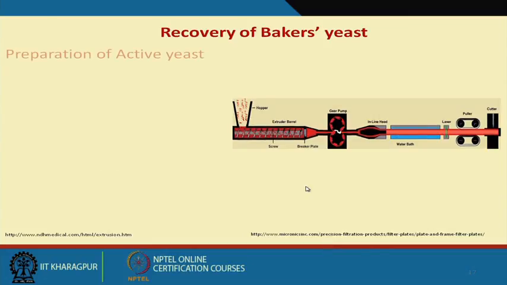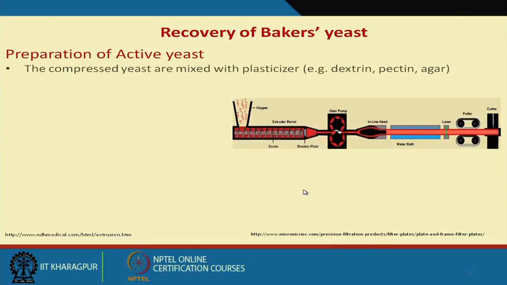Now let me show you how the active dry yeast formation takes place. It is very interesting that compressed yeast is mixed with a plasticizer. I told you this is the binder. A binder is required, otherwise the particles cannot hold together. This is the whole problem. We use dextrin, pectin and agar, which are largely used. Then it is passed through the extruder.